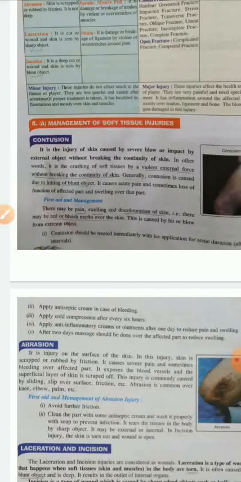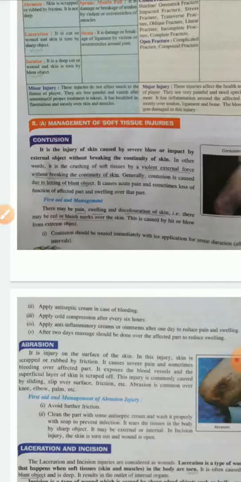In contusion, it causes acute pain, sometimes loss of function of the affected part, and there is swelling over the affected part. What is contusion? Contusion is a soft tissue injury caused by a direct hit by an external force without breaking the continuity of skin.